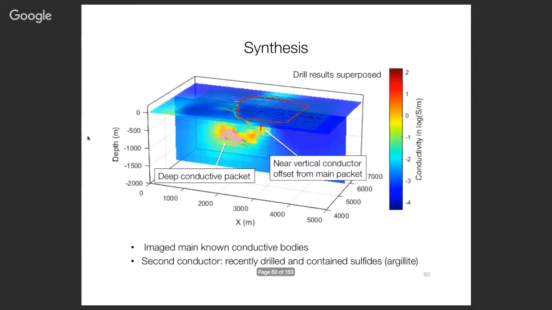So the synthesis here was that we're able to get a deep conductive packet. What we've got overlaid here is the shell from the drilling. It's a little opaque, but that's basically the ore shell from their drilling. And then this little vertical packet up here was recently drilled and found to be mineralized.